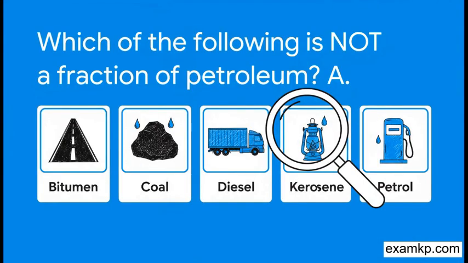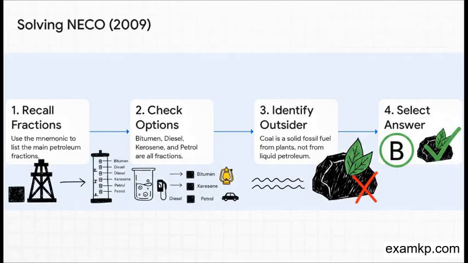And for our last one, let's take a look at a nice straightforward question from NECO 2009. This one is a direct test of your memory. No tricks, no long stories. They just want you to spot the odd one out. This is what we call easy marks. And this is where our secret weapon, that mnemonic, comes in to save the day. Remember, people need kerosene during long blackouts.